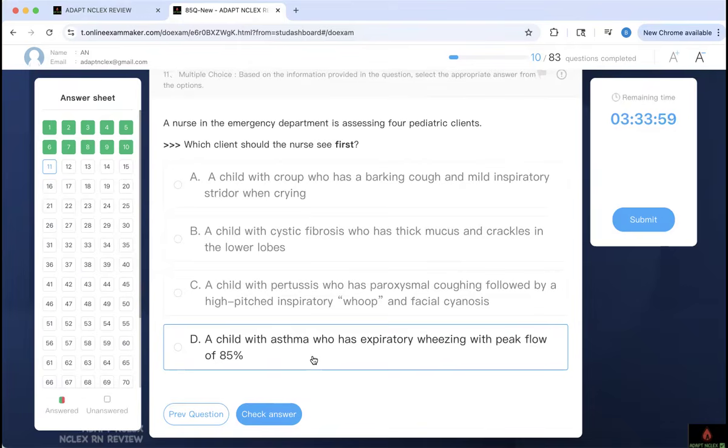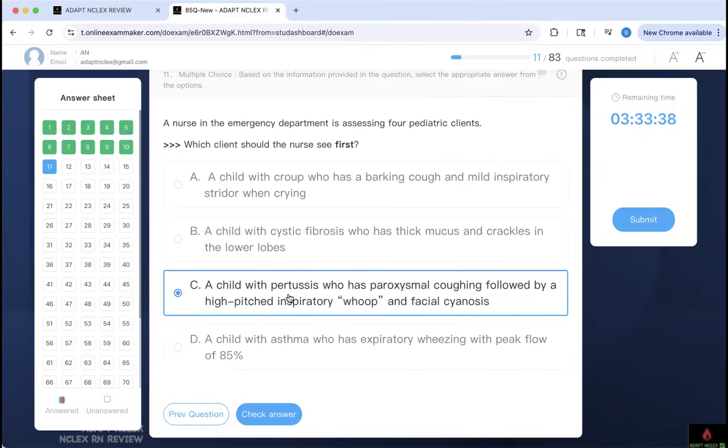Commonly tested. We are using a common sense approach to answer the question. Think about it. What do you know about barking cough? What do you know about cystic fibrosis? What do you know about pertussis? And what do you know about asthma? What should you expect? You pick your answer. I know you get this one, even though it may be slightly tricky. This is your right answer.